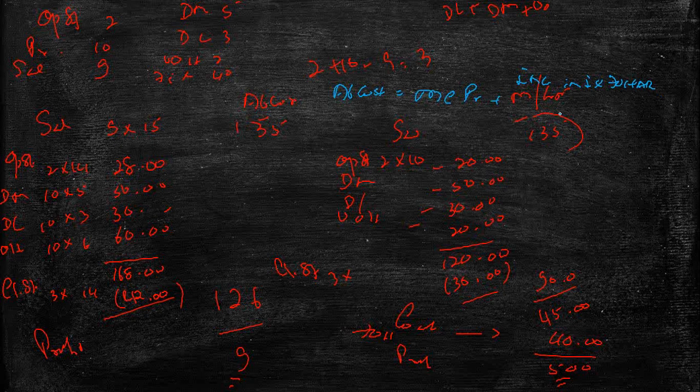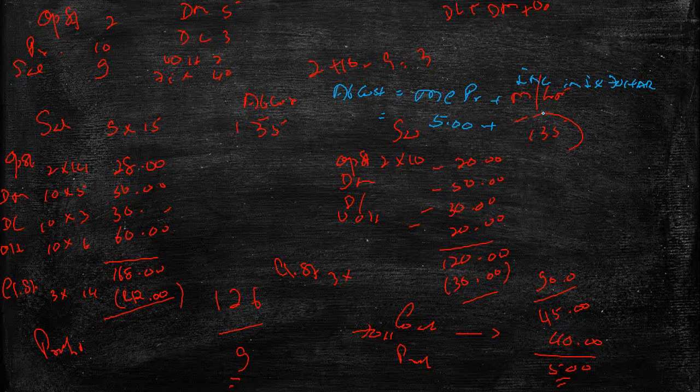Have you got that formula? You must circle that formula and keep it in your memory all the time. Absorption cost profit is equal to marginal cost profit plus increase in inventory into fixed overhead absorption rate. Marginal cost profit here is 5. Increase in inventory, how much this time?